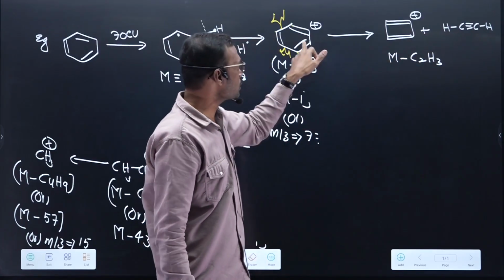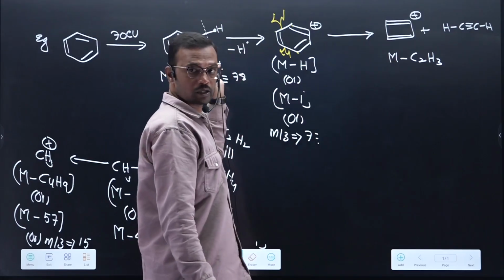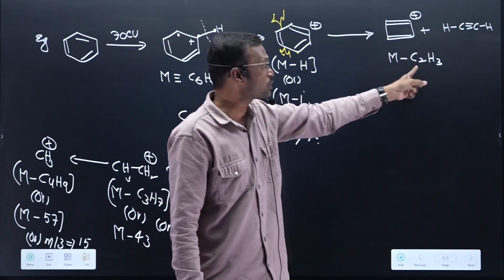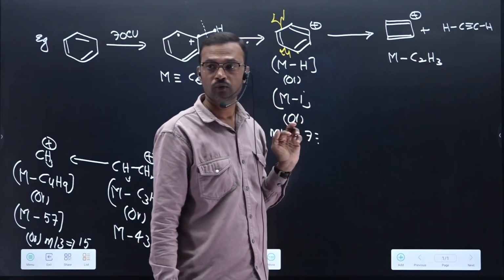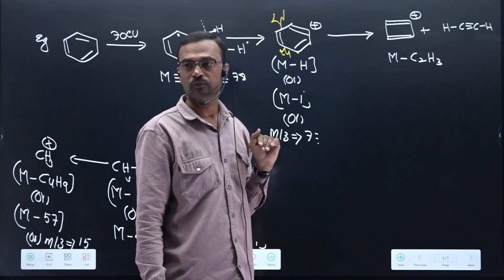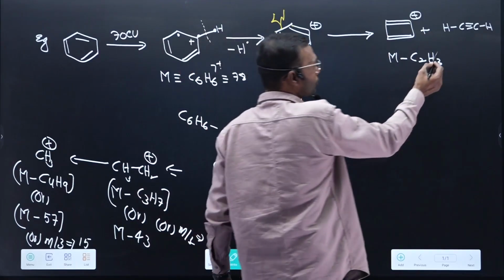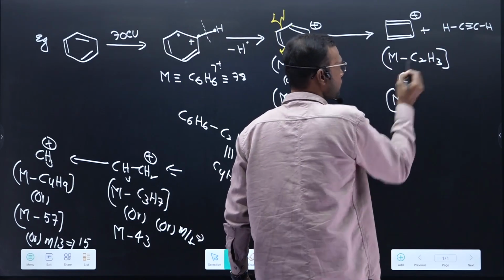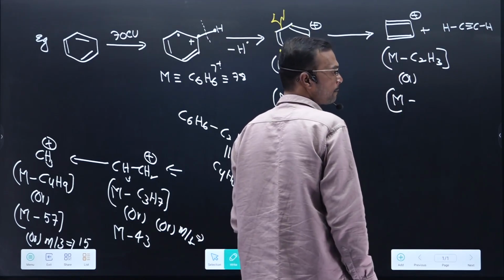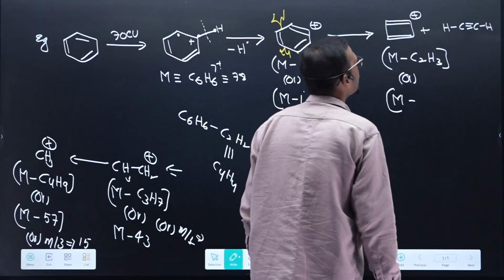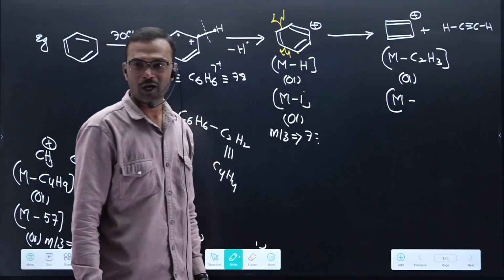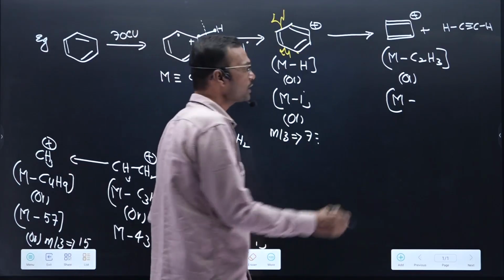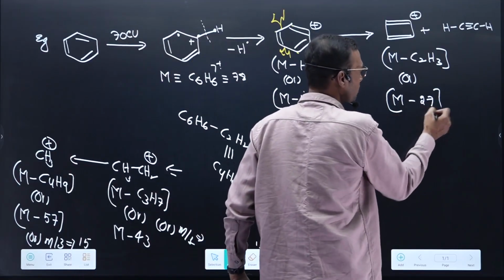Now this M is not this one. M is this one. Then what is M? C6H6. From C6H6, if I remove C2H2, you will get this one? No. C2H3 we need to remove. Okay? So, one more possibility, M minus. What is the mass of this one? Two carbons, 12 plus 12, 24. 24 plus 3, 27. You need to practice the 12th table.